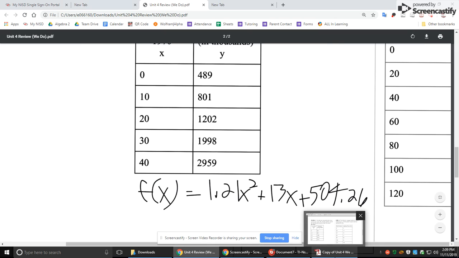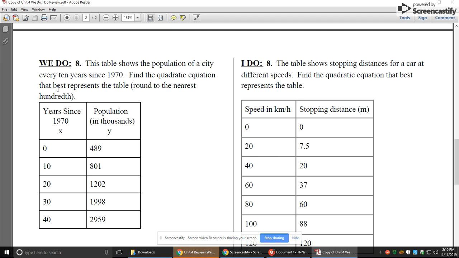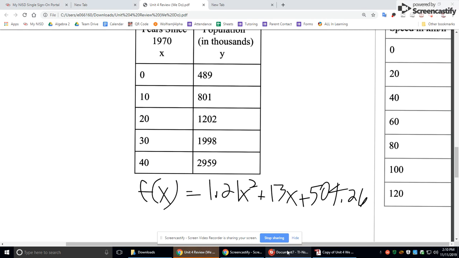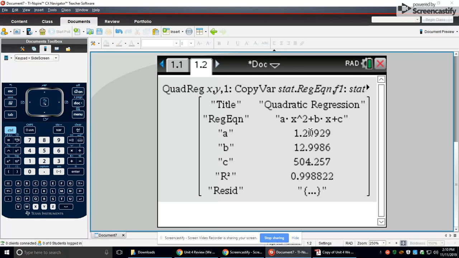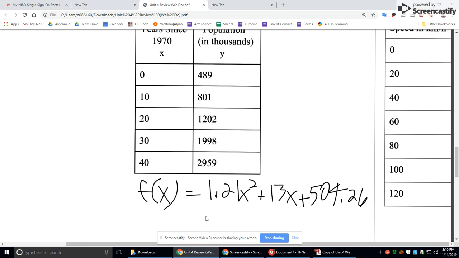I rounded these to 2 decimal places, round to the nearest hundredths. So 1.209 rounds to 1.21, 12.998 rounds to 13, 504.257 rounds to 504.26. So there's my function.